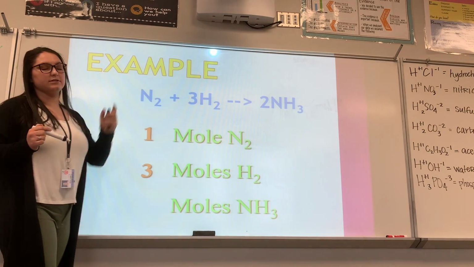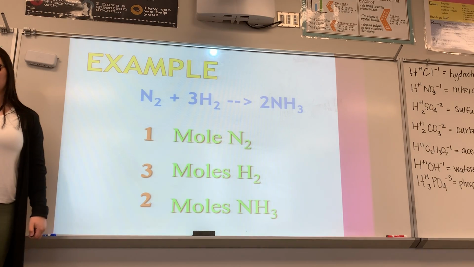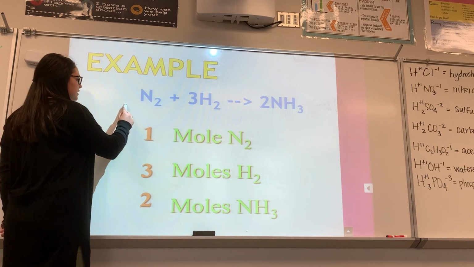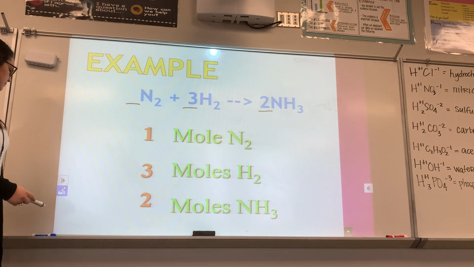Now, how many moles of ammonia do I have? 2. We have 2 moles of ammonia. Moles are these coefficients that are in front of each compound. Same with the molecules.